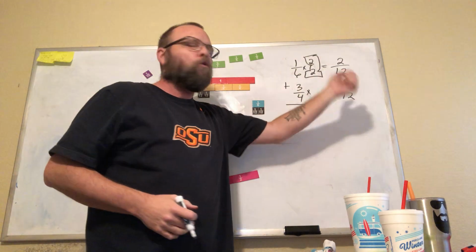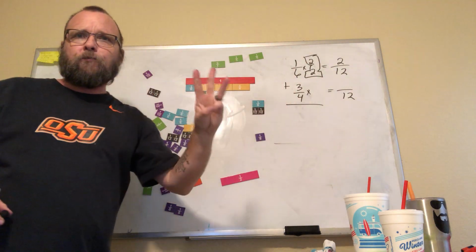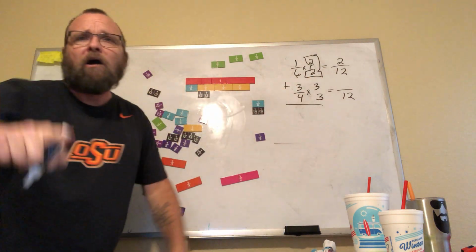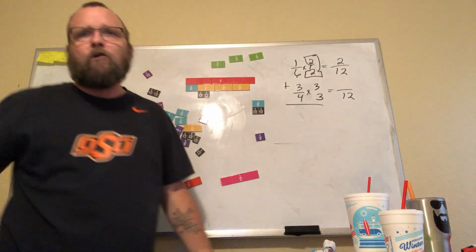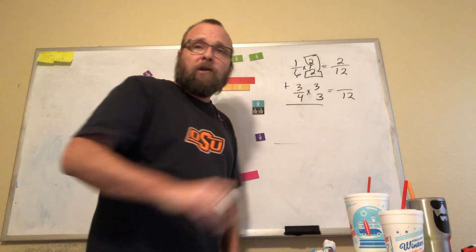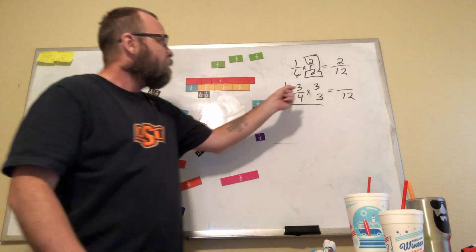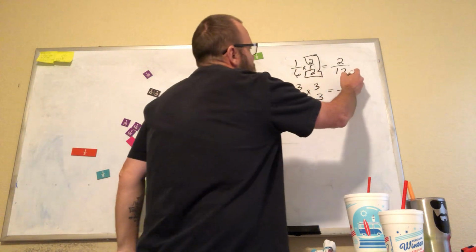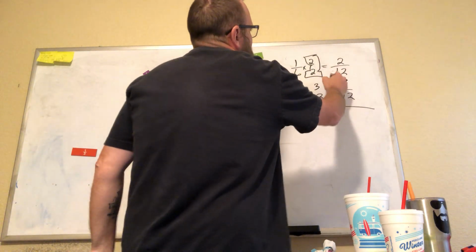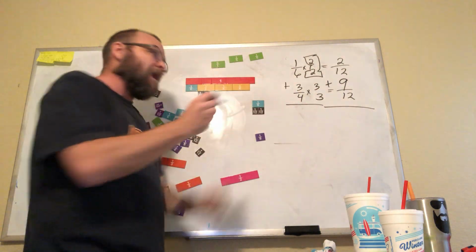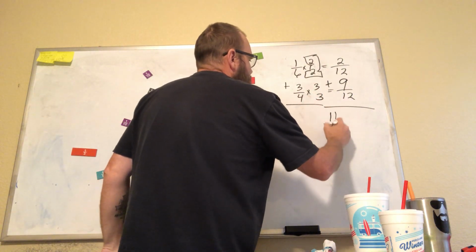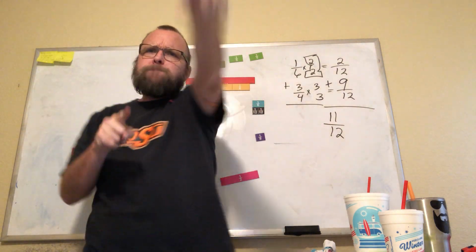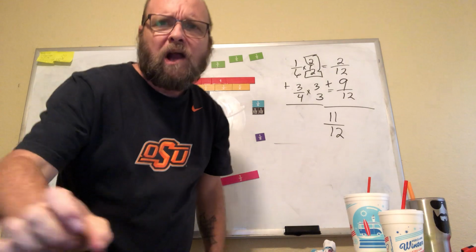What do I multiply by 4 to get 12? My answer is 3. If I multiply my denominator by 3, I must also multiply my numerator by 3, because I want to multiply by a fraction that equals 1. 3 times 3 is 9. So now I have 9/12ths plus 2/12ths, and I get 11/12ths. Boom! We be rocking this.